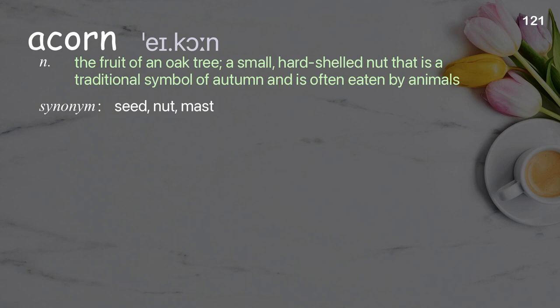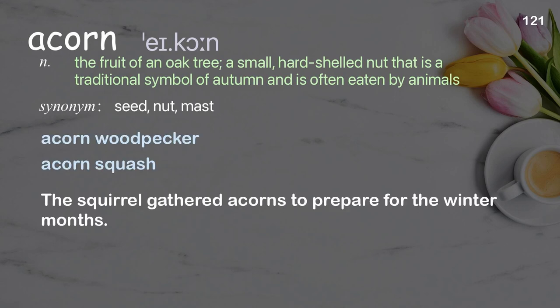Acorn. The fruit of an oak tree, a small, hard-shelled nut that is a traditional symbol of autumn and is often eaten by animals. Examples. Acorn woodpecker. Acorn squash. The squirrel gathered acorns to prepare for the winter months.